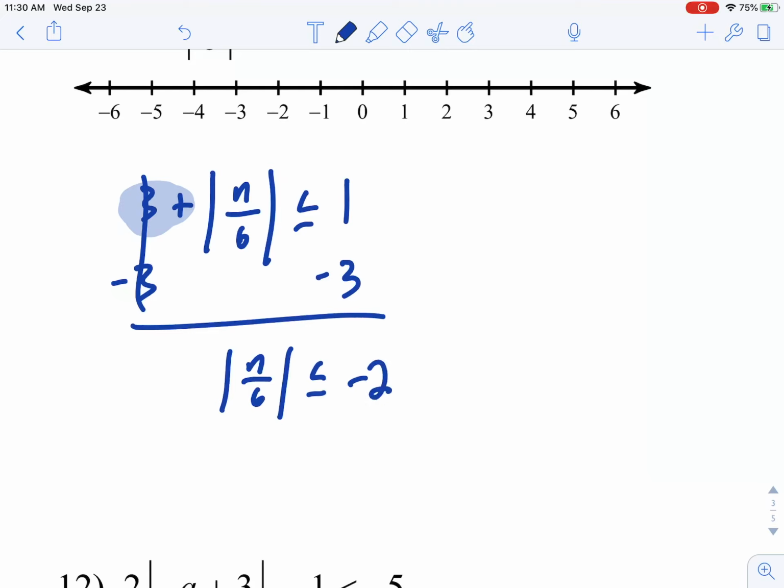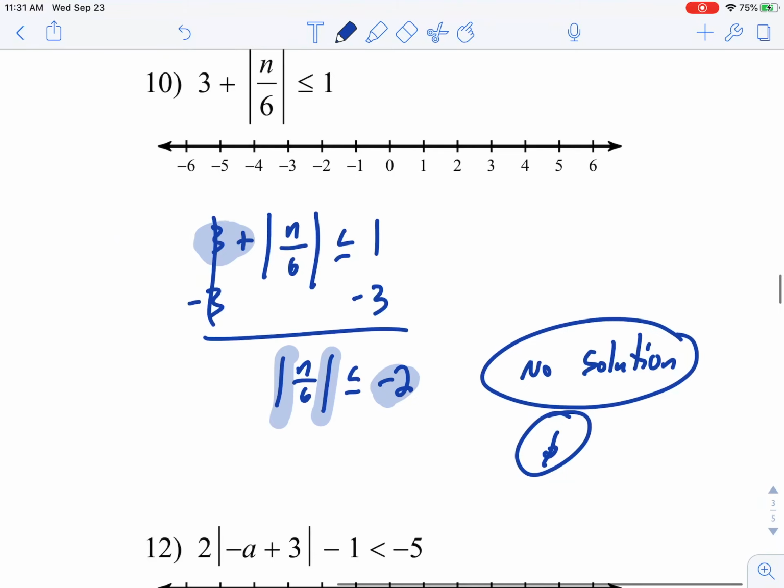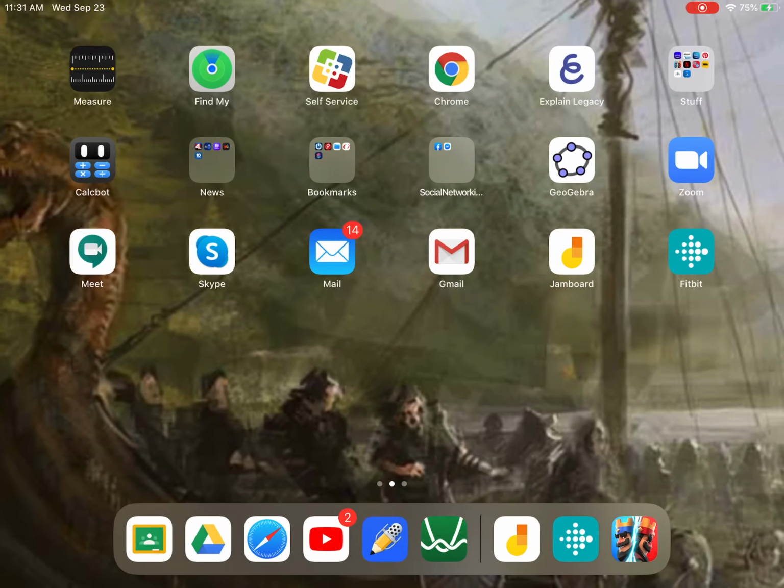That would be -2. Well, now we have a negative. Can an absolute value, which is by definition a positive number, be less than -2? No, it is impossible for a positive number to be less than a negative number. This is no solution. Why did I write it out in words this time instead of the symbol? I don't know. But no solution, no graph.